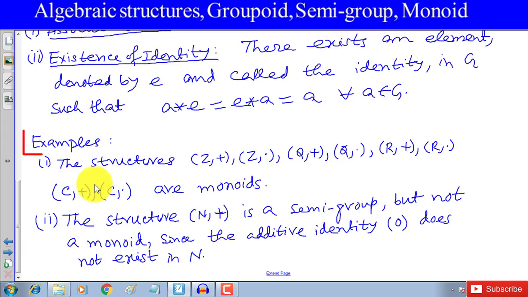Examples: the structures (Z, +), (Z, dot), (Q, +), (Q, dot), (R, +), (R, dot), (C, +), (C, dot) are monoids. The structure (N, +) is a semigroup but not a monoid, since the additive identity 0 does not exist in N.